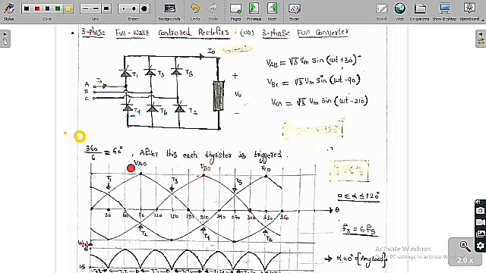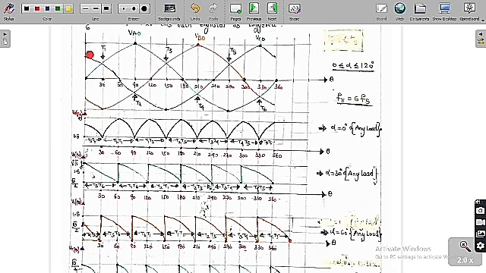Now we are going to analyze the graphs in a very detailed manner. I have drawn the graph of VAO, VBO and VCO. As I have already told you, VAO is equal to Vm sin omega t, VBO is equal to Vm sin(omega t minus 120 degree), and VCO is equal to Vm sin(omega t minus 240 degree). I have drawn these with respect to the origin, with a phase difference of 120 and 240. This is the graph we are going to get.